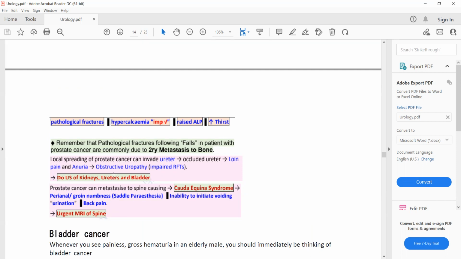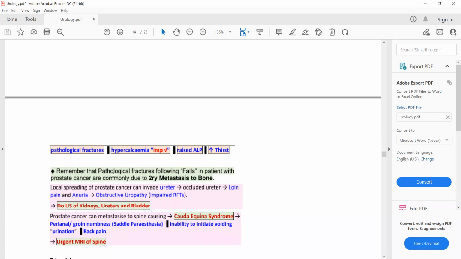So a short summary of prostate cancer. An old male with lower urinary tract symptoms plus DRE reveals a nodular or irregular prostate gland. We'll suspect prostate cancer, and the initial investigation will be PSA. And the definitive investigation to confirm the diagnosis of prostate cancer is biopsy.